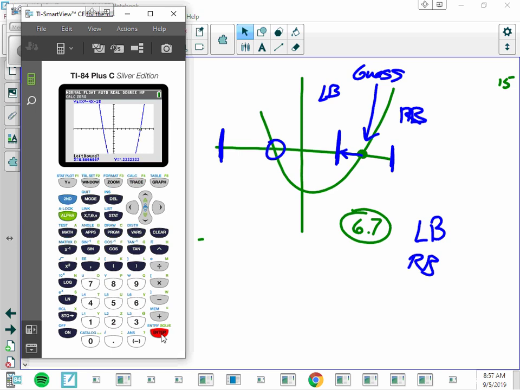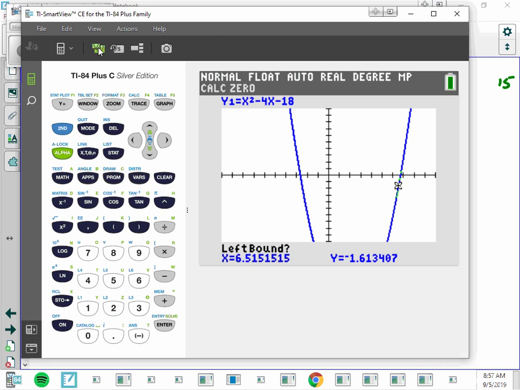And left bound, you can just use your cursor. So I could just use my cursor and hit enter right there. And my calculator draws a line. The older calculators, they don't. All you see is that little arrow on the top. But the trace buttons are kind of slow. I prefer just typing in a number. So for right bound, I'm going to do 8.